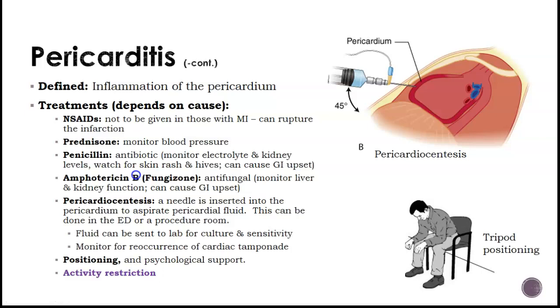Now, because of that space where fluid or effusion can build, a pericardiocentesis may need to be done to actually draw off some of that fluid. If fluid is drawn off, it will be sent to pathology to do a culture and sensitivity to determine what type of treatment needs to be done. Position the patient in tripod positioning. It's going to make them feel better, and talk to the patient about limiting their activity.